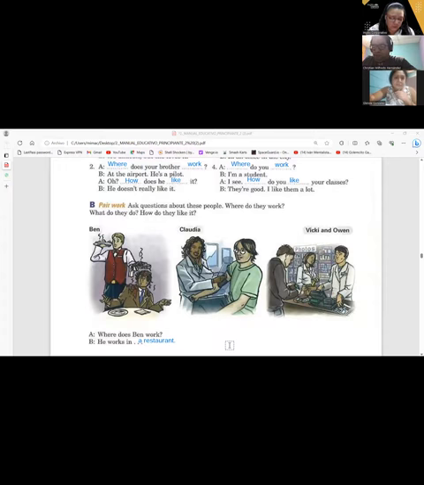Sería, she works in a hospital. Y she work in a... En una tienda trabajan, era un... Ajá, la otra, la tercera dice Vicky and Owen. Where does Vicky and Owen?